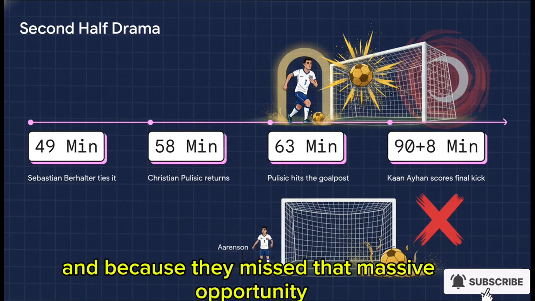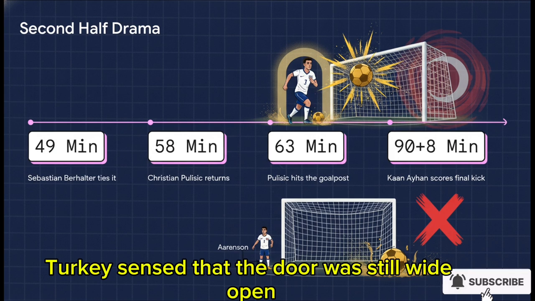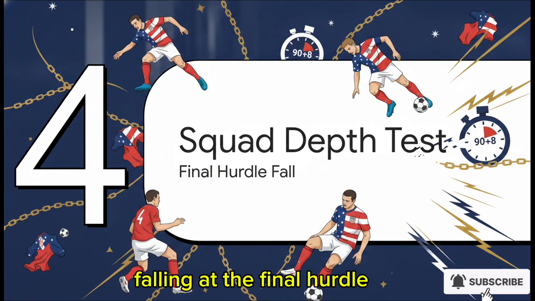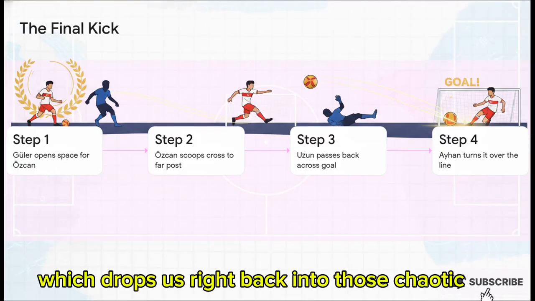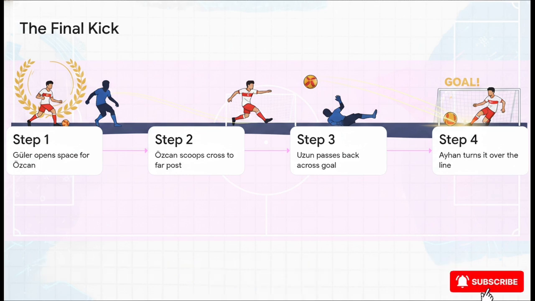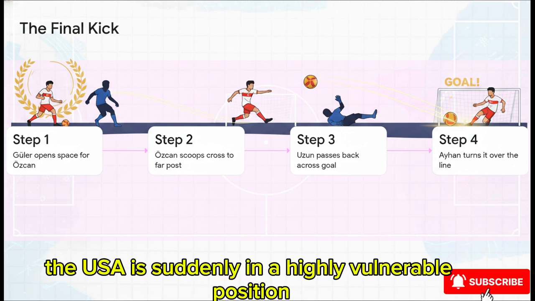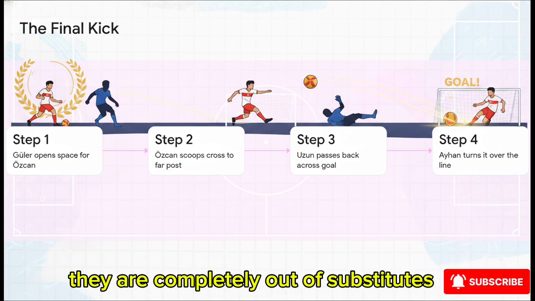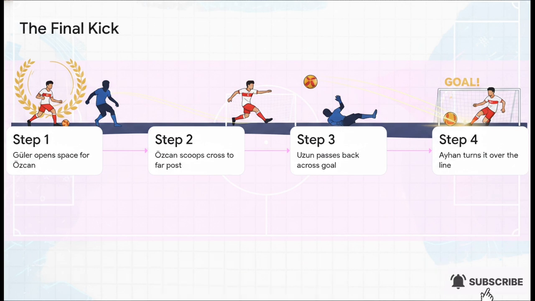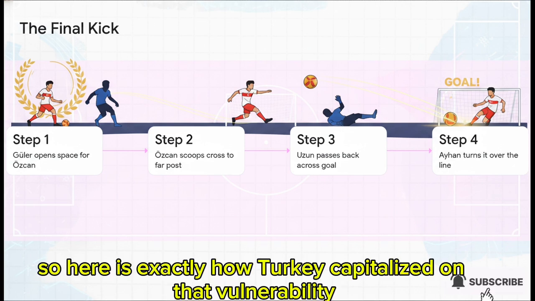And because they missed that massive opportunity, Turkey sensed that the door was still wide open. Section 4, testing the squad depth: falling at the final hurdle. Which drops us right back into those chaotic, frantic final moments of the match we talked about earlier. The USA is suddenly in a highly vulnerable position. They are completely out of substitutes, and goal scorer Austin Trusty is visibly hobbling out there with an ankle injury. So here's exactly how Turkey capitalized on that vulnerability.